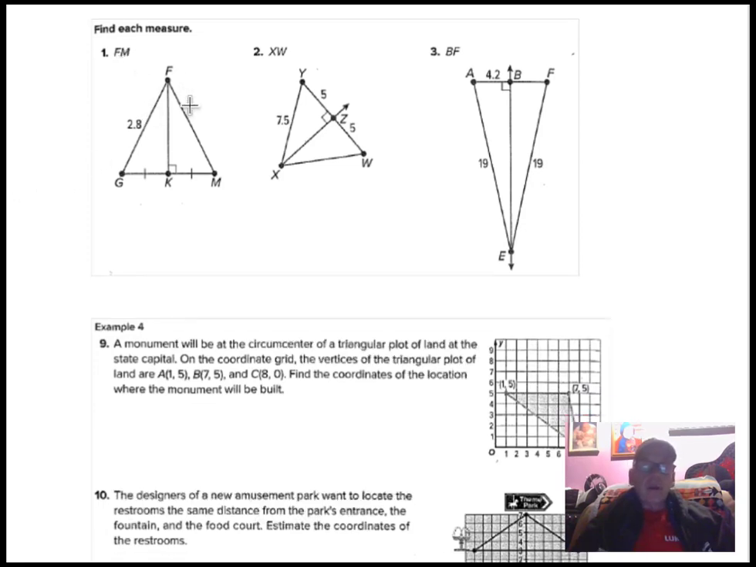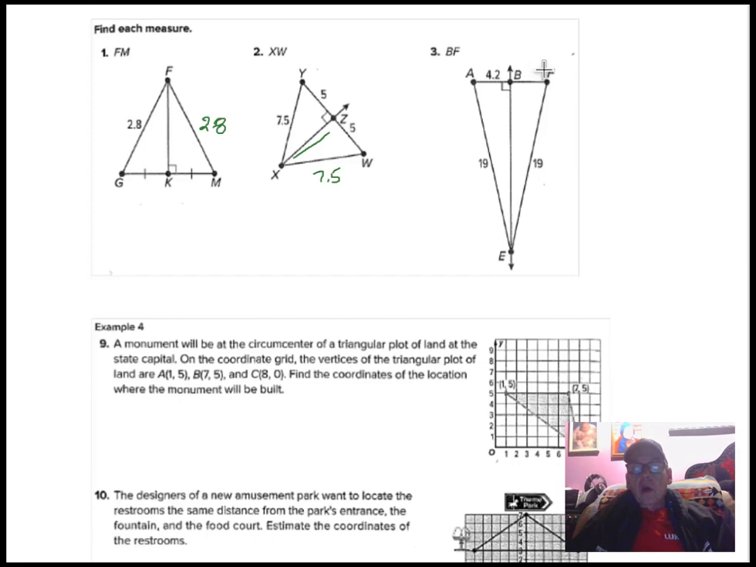So here they wanted to find the distance FM. This is a perpendicular bisector, FK, and point F is equidistant from the two endpoints since it's on the perpendicular bisector. We can see it's a bisector and it's perpendicular. So this other side must also be 2.8, which is the FM they're looking for. For number 2, they're looking for XW. X is the same distance from W as it is from Y, which is 7.5. And here's the perpendicular bisector.